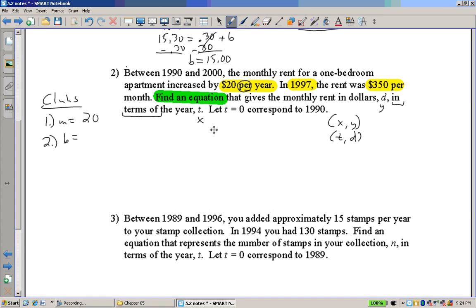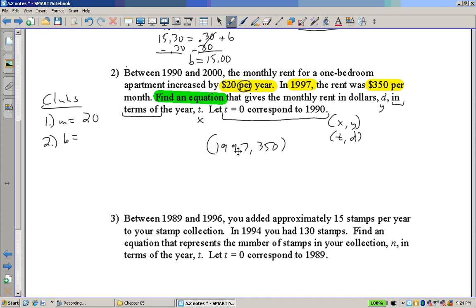So in 1997, that's a time, year t. Now I could say 1997 and then $350 would be the rent. But the problem is they say let t equals 0 correspond to 1990. What that's doing is trying to give us much easier data values to work with. So t equals 0 is 1990.